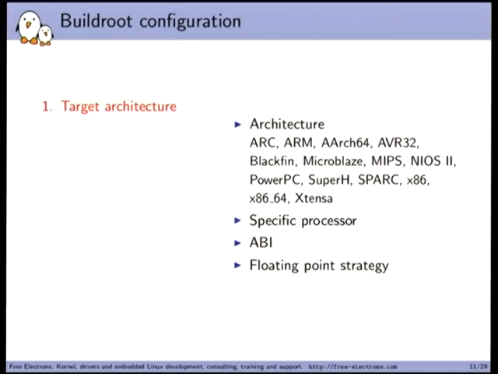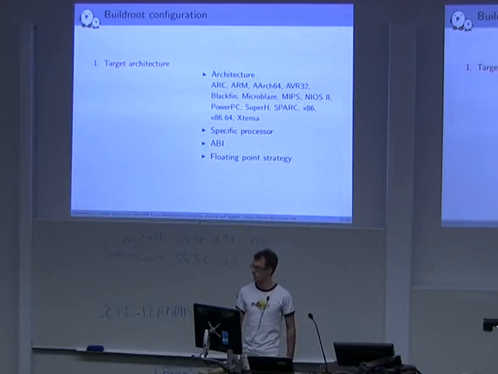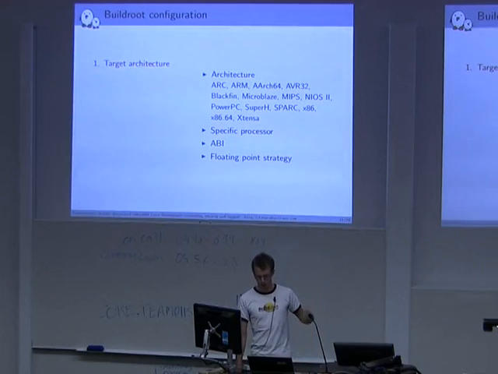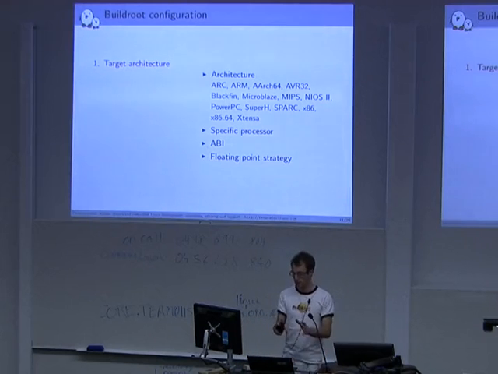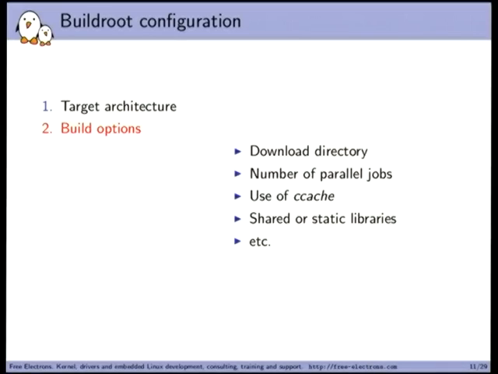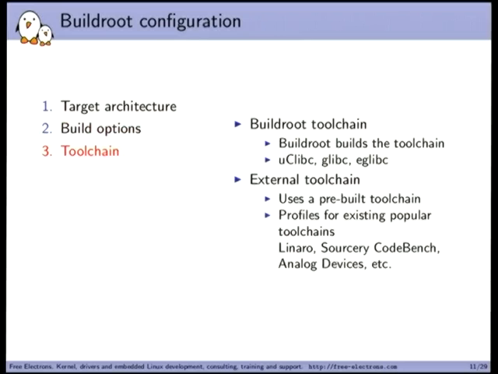First you need to select the architecture, and as you can see there are several of them supported, including ARM64, SuperH or Nios2, which are quite weird architectures, and all the more common ones are available. In this part you can also select options specific to each architecture, like the type of processor and what type of floating point strategy and so on. There are some build options, like where Buildroot is going to download the tarballs, how many things you do in parallel, whether you want to use Ccache and that kind of thing.